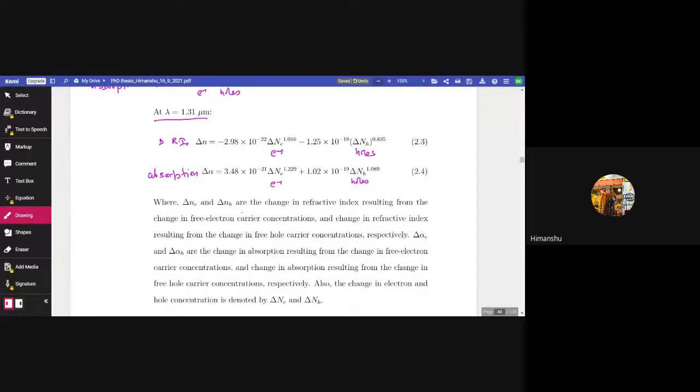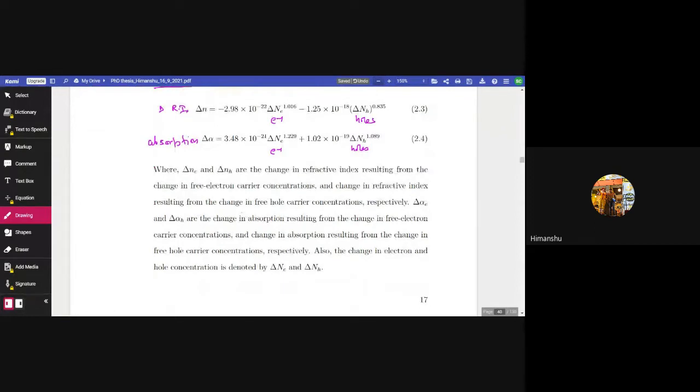where delta N_e and delta N_h are the change in refractive index resulting from the change in free electron carrier concentration and the change in refractive index resulting from the change in free hole carrier concentration respectively. Also, delta alpha_e and delta alpha_h are the change in absorption resulting from the change in free electron carrier concentration and the change in absorption resulting from the change in free hole carrier concentration respectively. Also, the change in electron and hole concentration is denoted by delta capital N_e and delta capital N_h.